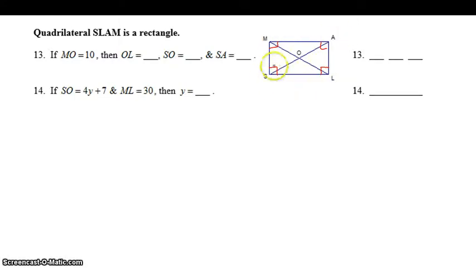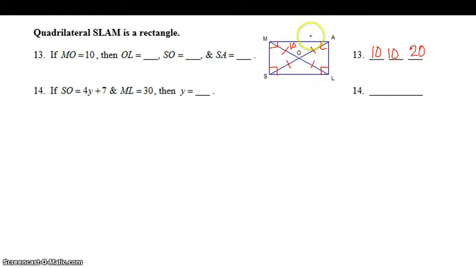And then since diagonals bisect each other, that means all 4 of these little pieces in a rectangle will be congruent to each other. So now I'm going to put in information. MO equals 10. So what is OL going to be? Well, that's also going to be 10. Then what is SO going to be? Oh, well, that's also going to be 10. And then what is SA, which is the whole diagonal? So 10 plus 10 is 20.